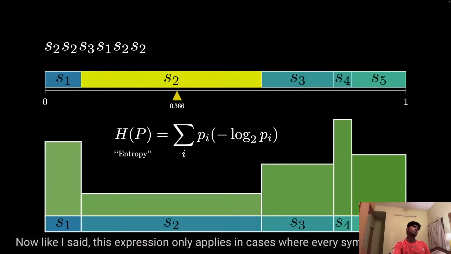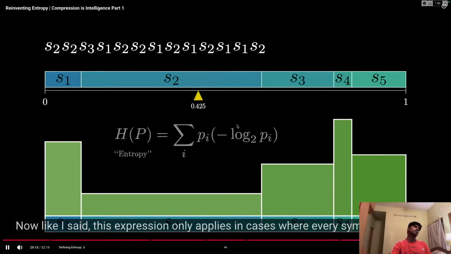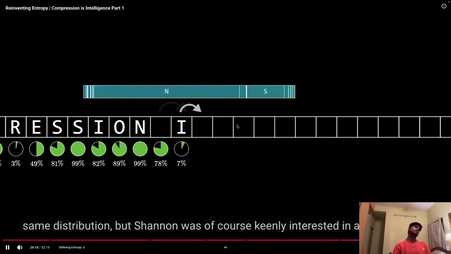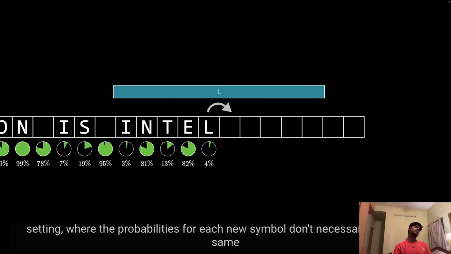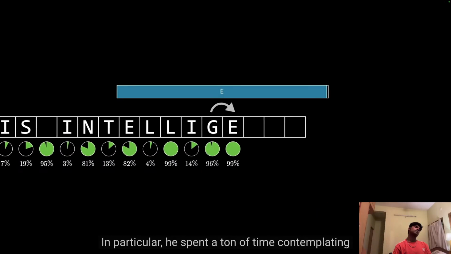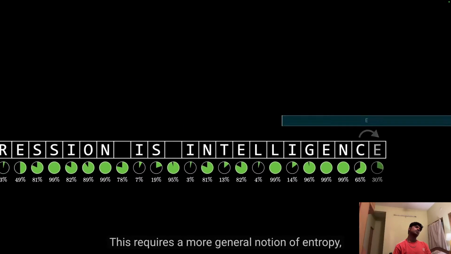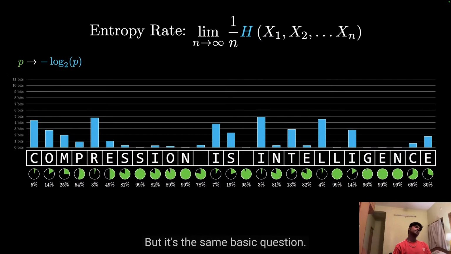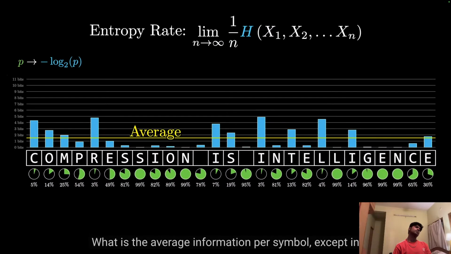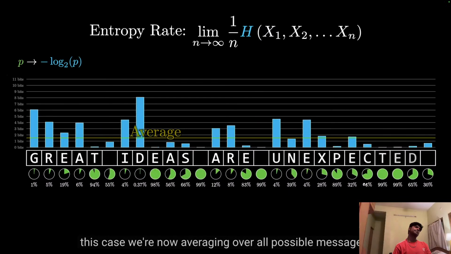Now, like I said, this expression only applies in cases where every symbol follows the same distribution, but Shannon was, of course, keenly interested in a more general setting, where the probabilities for each new symbol don't necessarily follow the same distribution. In particular, he spent a ton of time contemplating the compressibility of natural language. This requires a more general notion of entropy, something known as the entropy rate for a stochastic process, but it's the same basic question. What is the average information per symbol? Except in this case, we're now averaging over all possible messages.